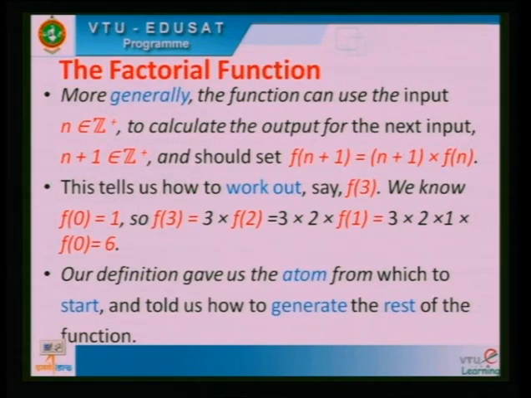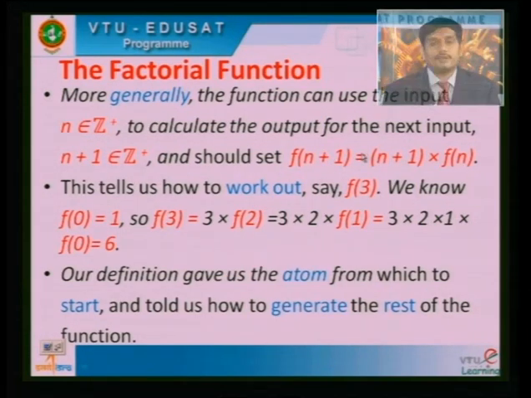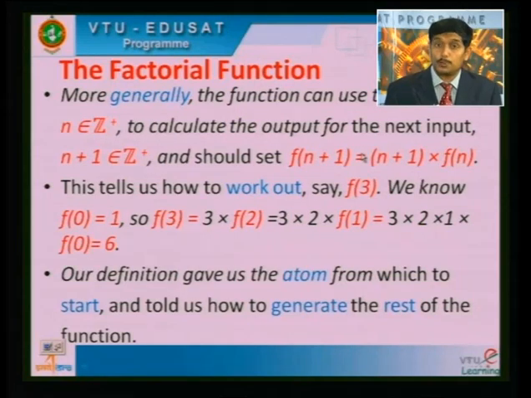This tells us how to work out, say, f of 3. We cannot find f of 3 or f of 4 directly. We need the recursive thing. What is the recursive thing? We can always start with the base thing. What is the base thing here? We can start with 0. What is f of 0 here? f of 0 is 1, we already know.